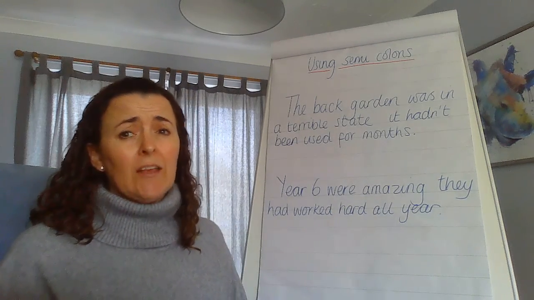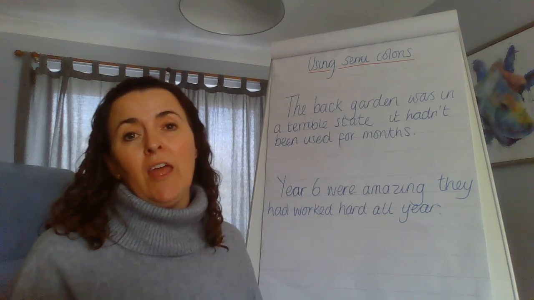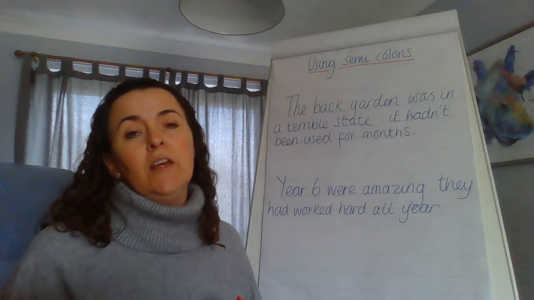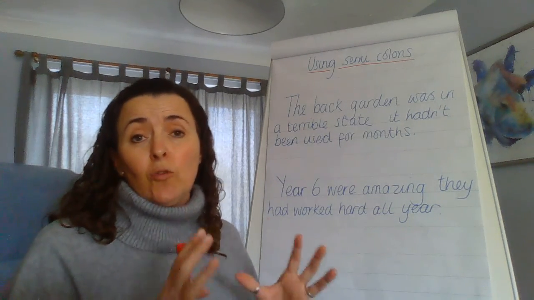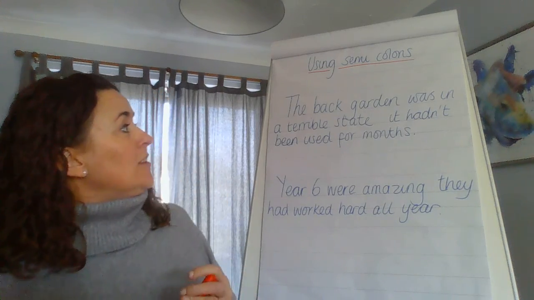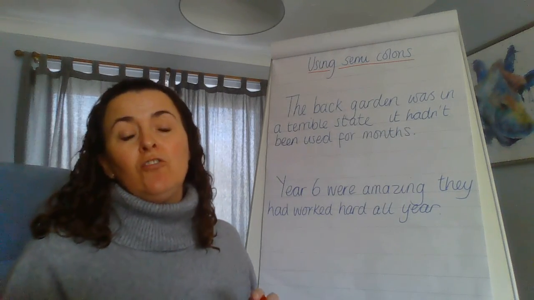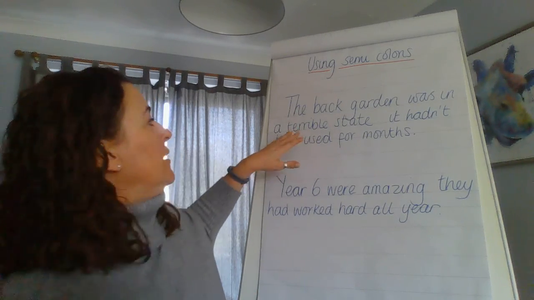Okay, so semicolons, we mentioned before in our comma splicing video that they are stronger than commas. So they can hold up two complete sentences and they can join the two sentences together. So in order to use a semicolon, you have to have two complete sentences. So I'm just going to look at my first example to show you what I mean by that.